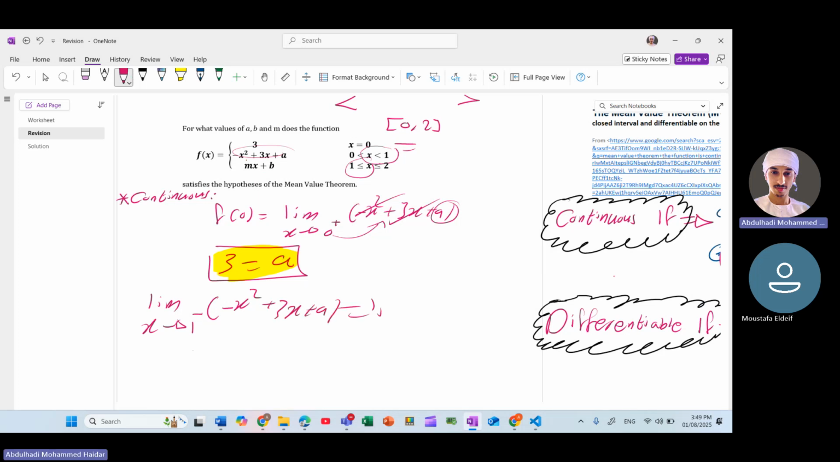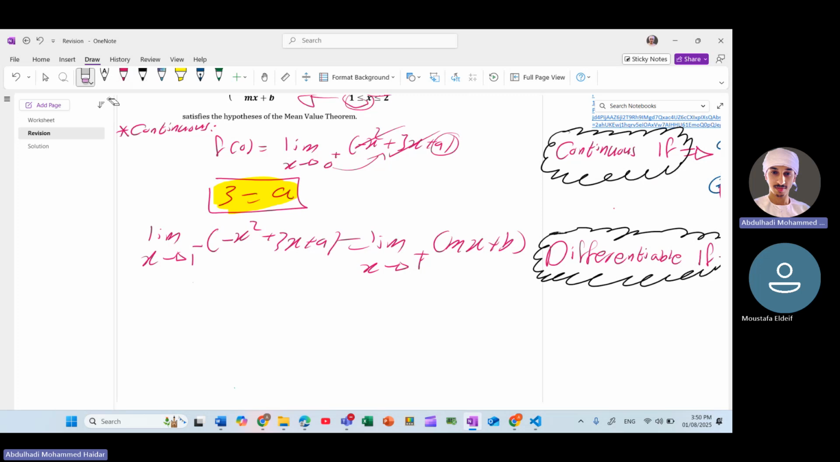Equal limit as x approaches 1 from the right, which is this one. Okay, mx plus b, just substitute directly. But wait, did we find a? Yes, so here just substitute a as 3. Substitute directly now 1, so it's going to be minus 1 squared plus 3, 1 plus 3, which is 5, equal to this one, so it is m plus b.